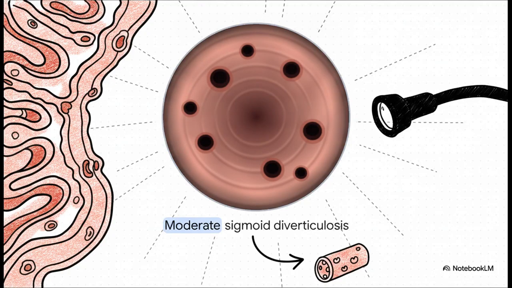And this image brilliantly illustrates what we found incidentally on his scope. Numerous, dark, round diverticular orifices just sitting quietly in his sigmoid colon. Notice the surrounding mucosa is completely normal. No inflammation, no pus, no bleeding, no polyps, no masses. Our impression was moderate sigmoid diverticulosis. And remember, by definition, diverticulosis simply means the pouches exist, nothing more.